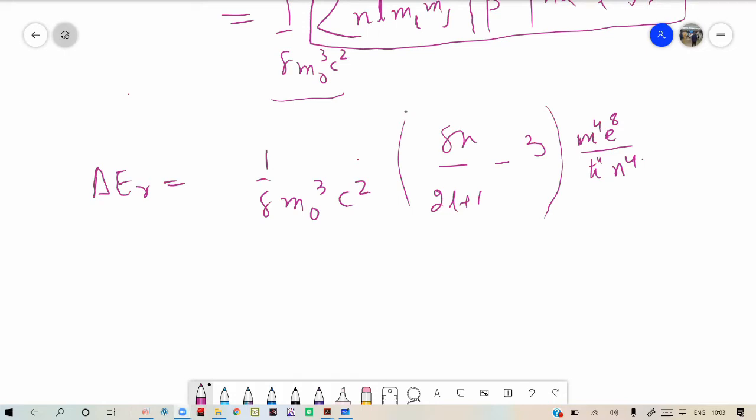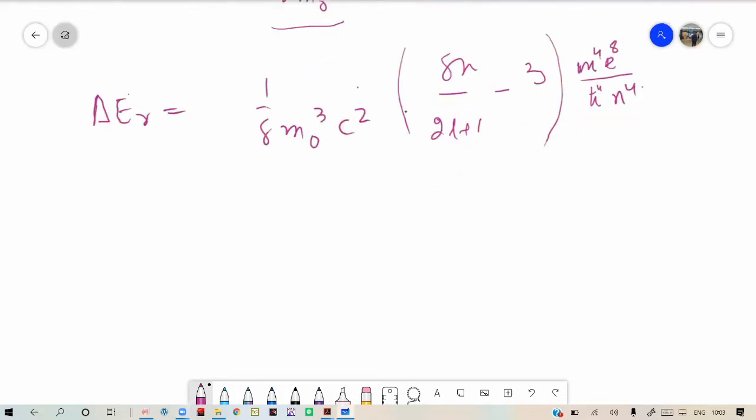Yeah, it is only the perturbed part. This is the perturbed part. This is a perturbation due to the relativistic effects. So this is not the ground state, actually. This is the energy shift because of the perturbation. And we can further simplify it. Like, I can write it here.